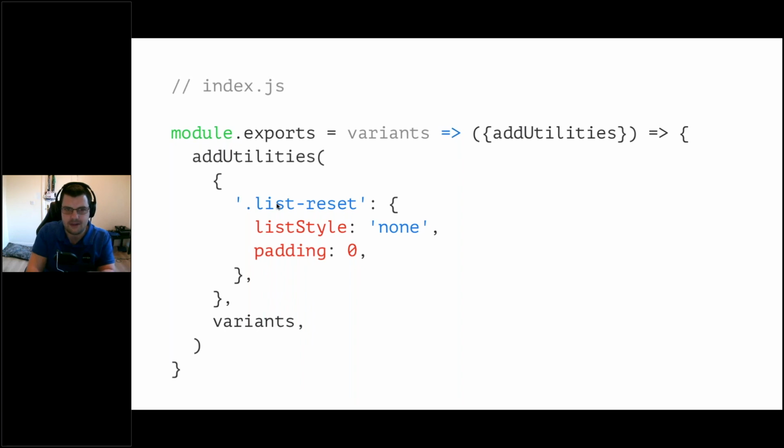So this can be done inside the plugins key that we saw inside the config file directly, or like this is inside an index.js file if you're going to want to package it up. Tailwind gives us this addUtilities method that we can use, and in this case, all we're going to do is include our list reset class. So, super simple example. And then at the end, we pass in our variants to make sure we get our responsive versions and our interaction state versions as well. So super easy.